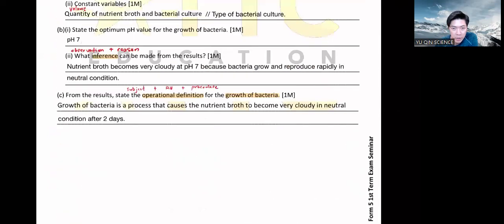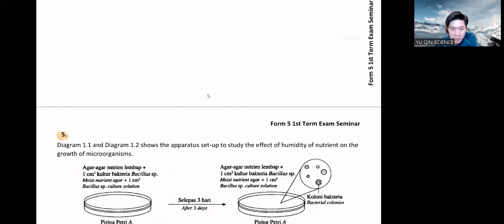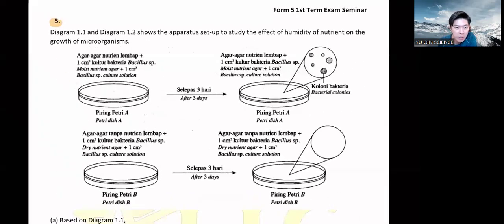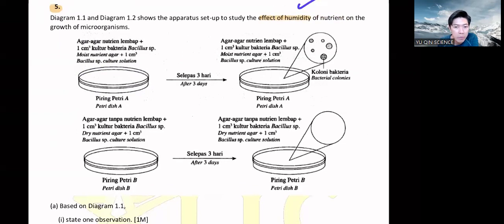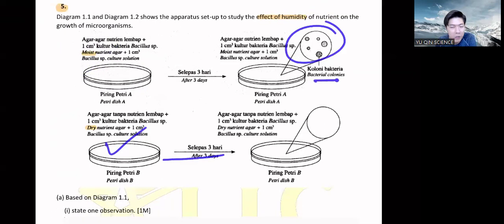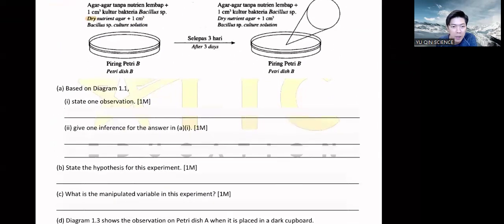Of course, it's a different picture now. Just now was test tubes, but now it's the same thing with a different kind of picture. It's a petri dish with nutrient agar, meaning nutrient jelly, and bacterial culture solution. The difference now is the effect of humidity: this one is moist, this one is completely dry. After 3 days, you can see there's bacteria growing in one and the other is empty.